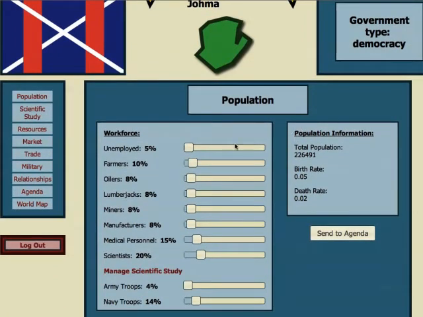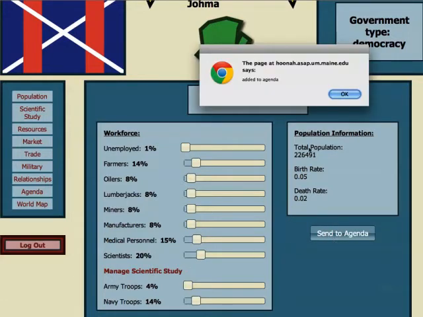Decisions that students will make will involve their population, which can be distributed in any way that they'd like in order to model whatever it is that their goals were that were set before them. Joma is a scientific nation, so they've got already a boost in scientists and in scientific study. Once we make these decisions, we send them to the agenda.